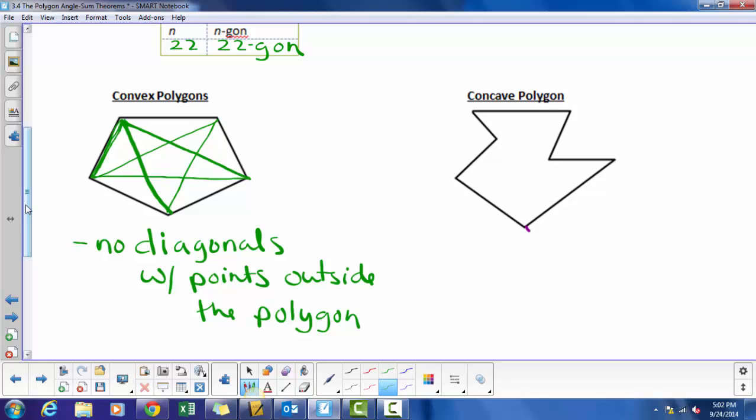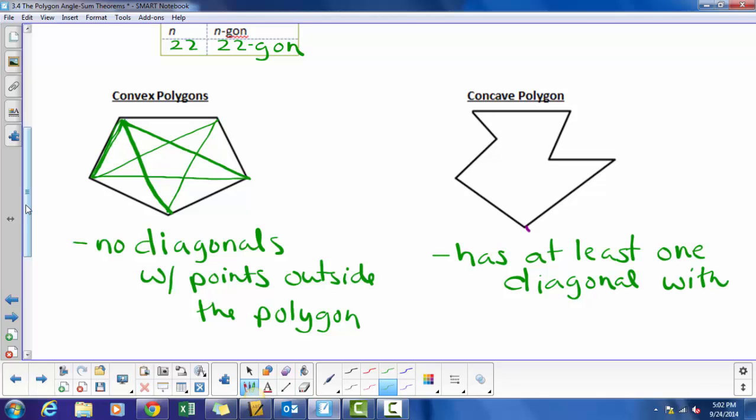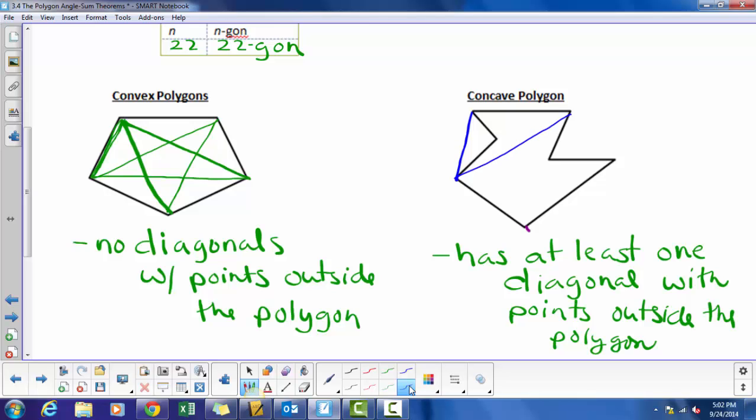A concave polygon has at least one diagonal with points outside the polygon. So let's connect these diagonals, okay? Oh, look what happens when I start trying to connect these. See how there are points on this diagonal? These imaginary points right here on this diagonal, they are outside of the polygon.